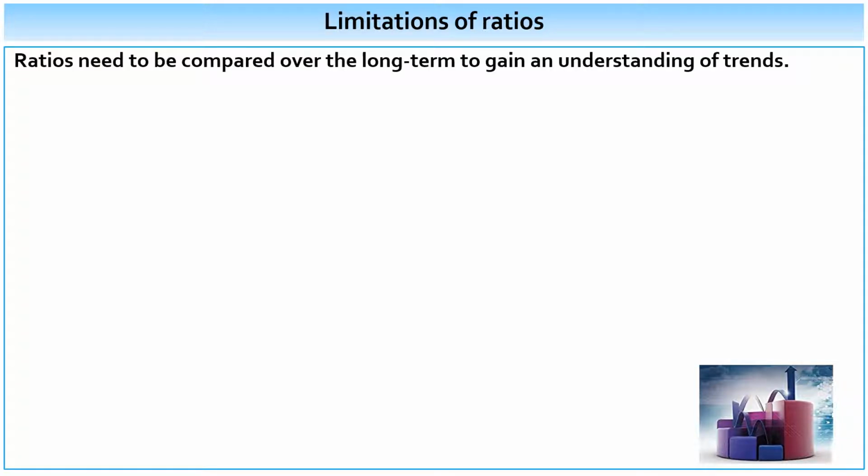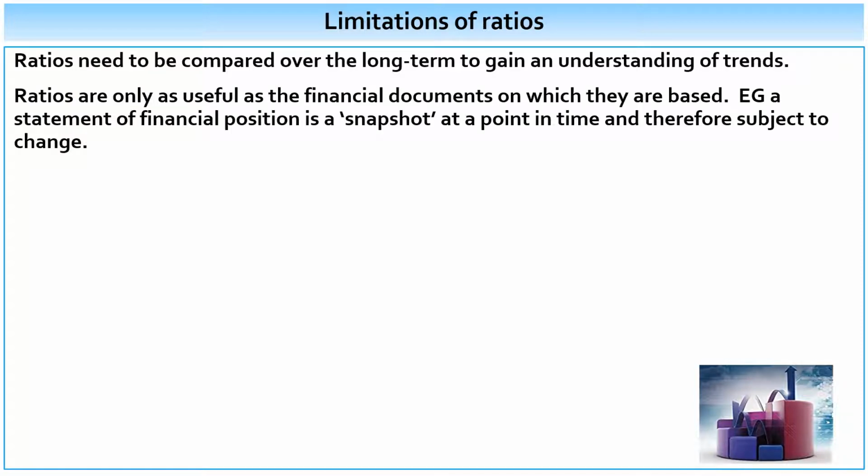So ratios are very useful to analyse the performance, but what are some of the limitations or the drawbacks of ratios? Well, we need to compare them over time to gain an understanding of the levels and the direction in which these ratios are going. A low ratio, a profit margin might be, and we might think it's bad, but actually if we see it's on a very steep upward trend, actually this is not as bad as we first thought. Ratios are only as useful as the quality of the financial documents on which they're based. A statement of financial position is only a snapshot at a particular point in time of a business. It doesn't tell us anything about the future, and so may therefore be subject to change.